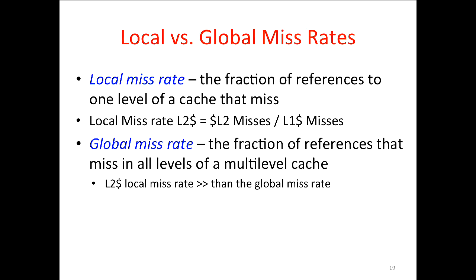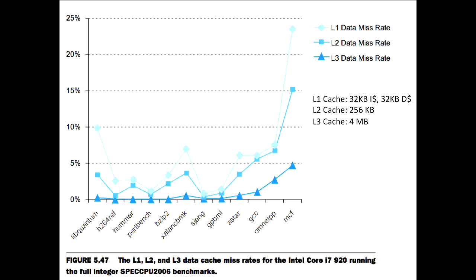The other thing to realize is that the level 2 local miss rate is always going to be significantly bigger than the level 2 global miss rate. Remember that the level 2 global miss rate includes all the accesses that hit in L1. Those are considered hits too. So the misses are much lower if you look at the global miss rate. Whereas for the local miss rate, everything that missed in L1, a lot of those will also miss in L2. So the local miss rate is always bigger than the global miss rate.